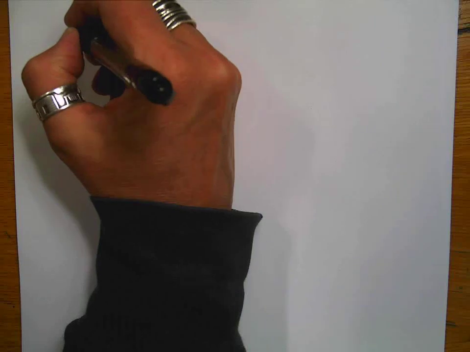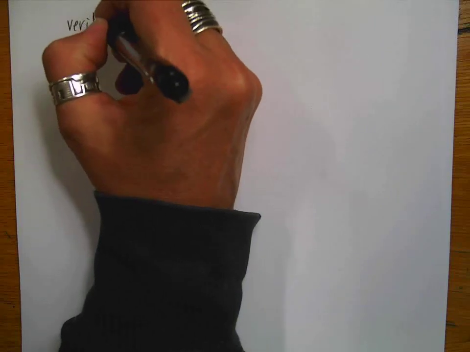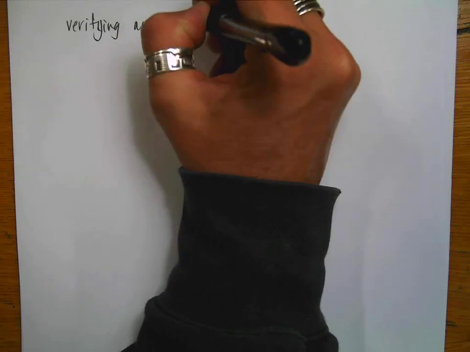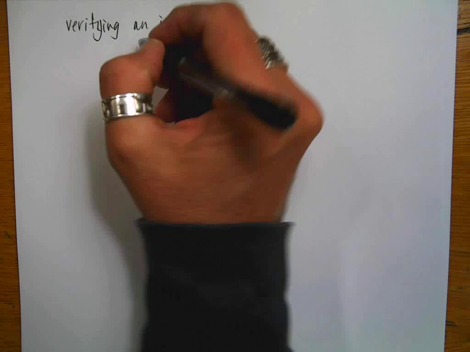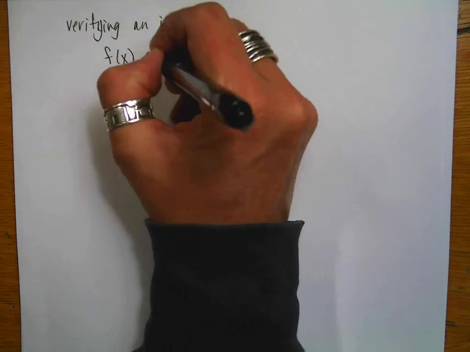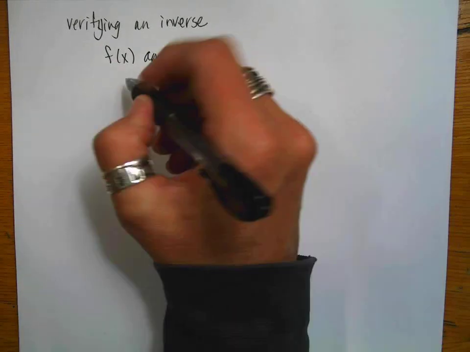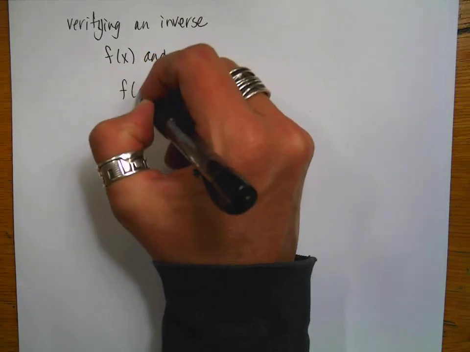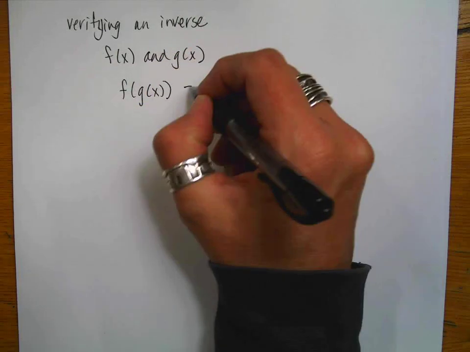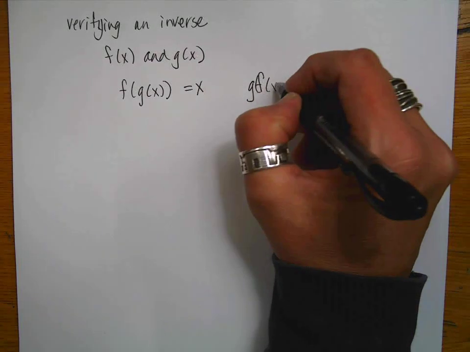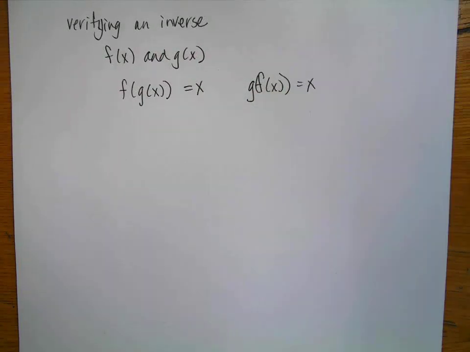The next thing that I want to talk about is verifying an inverse. Sometimes what they wanted you to do was verify that f of x and g of x were inverses of each other. And if you'll remember, if I do the composition f of g of x and I get x, and then I do the composition g of f of x and I get x, then I know that those two functions are inverses of each other.